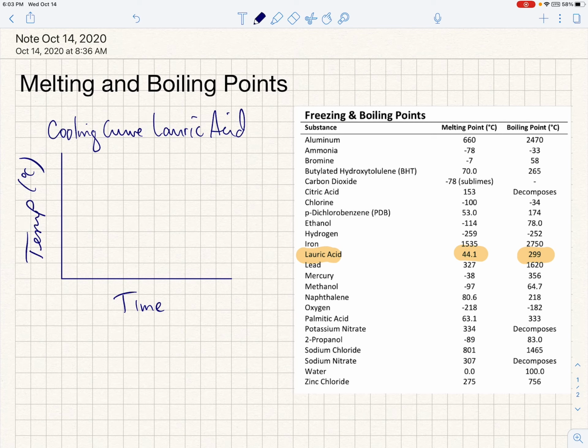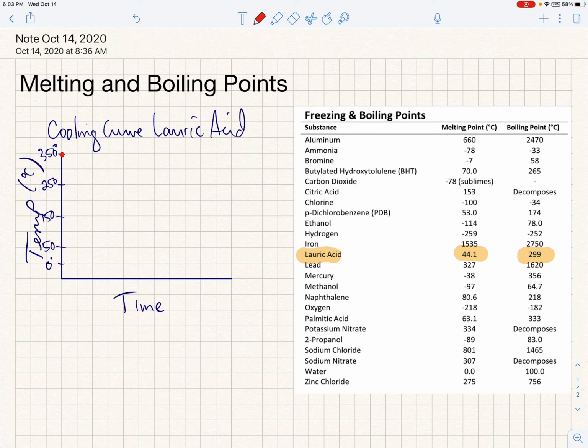So on this sketch of a cooling curve, let's start up here at 350 degrees Celsius. And let's go down to 250, then to 150, and then over here to 50. All right, so this would be 0 degrees Celsius on that scale. All right, so that's our temperature scale. Now let's suppose we start with a sample of lauric acid at a really high temperature. We're going to start up at 350 degrees. So I'll use a different color for this. 350 degrees is our starting temperature.